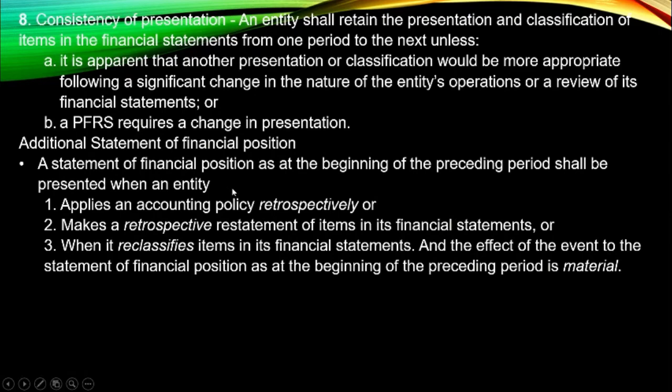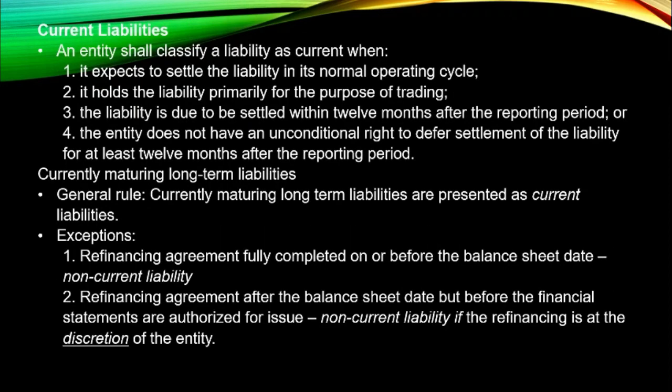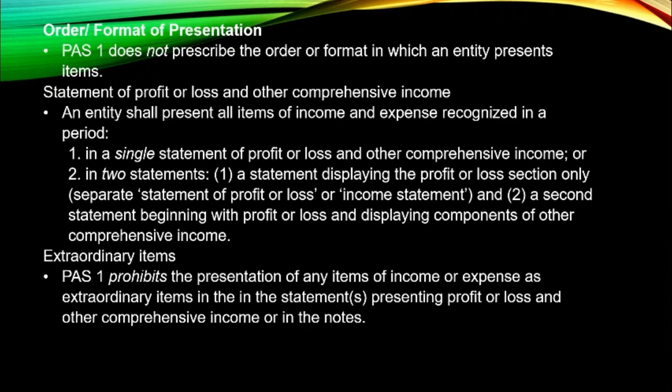And we go now to the statement of financial position. We have the classified and unclassified. We got the current assets, and then current liabilities, then we have the minimum items in the financial position, and then we got now the order format.